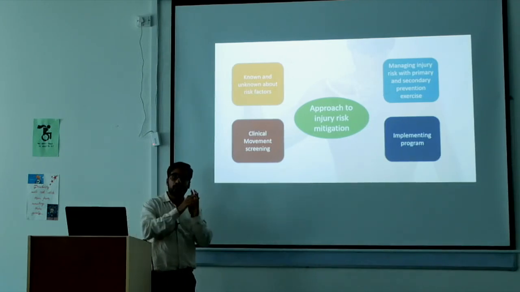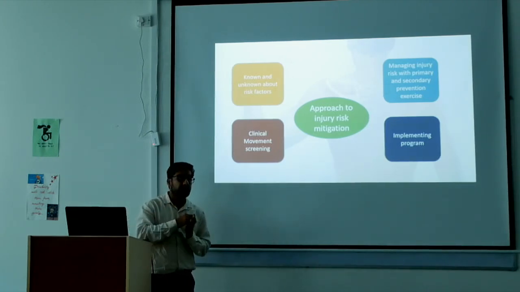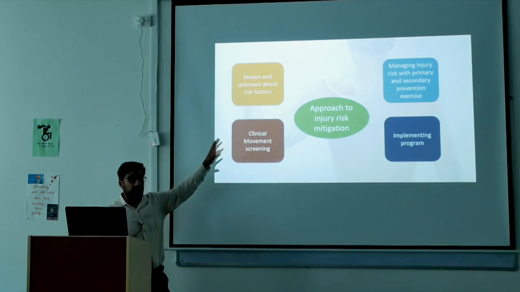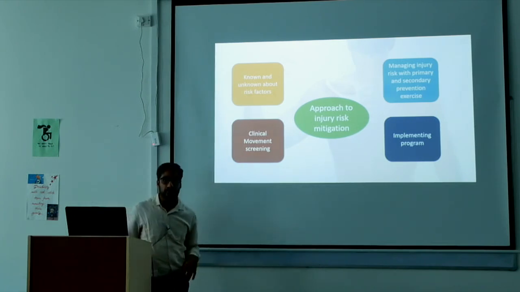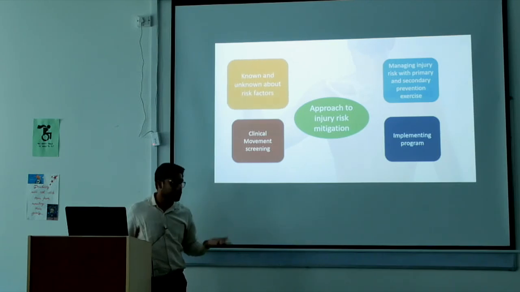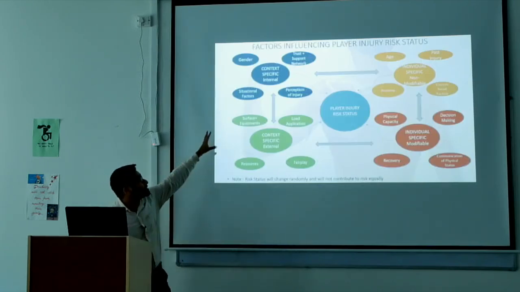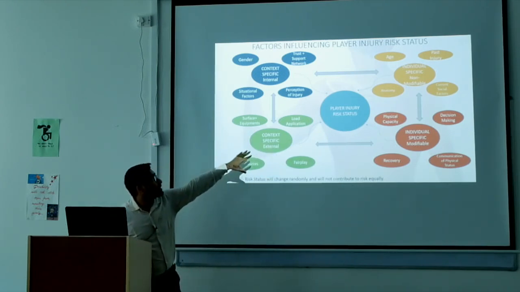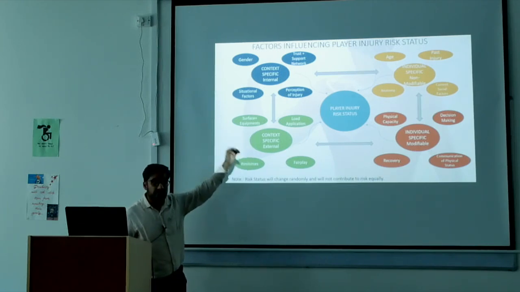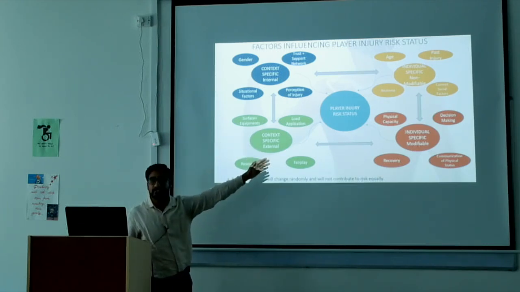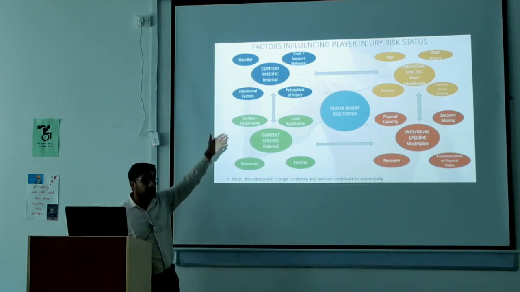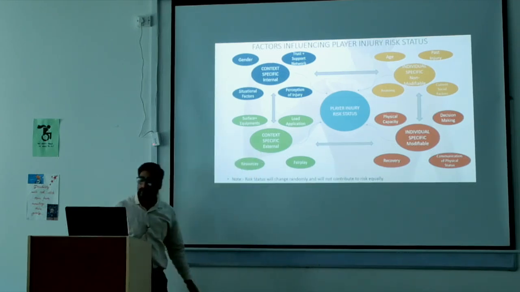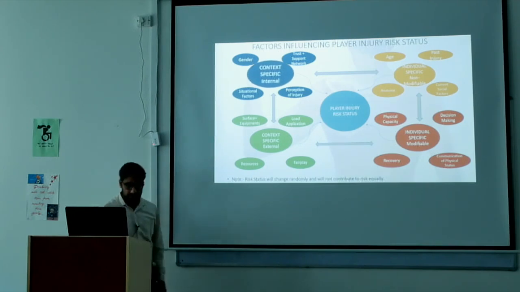So before going into the preventive process, we have to follow 4 steps. The first step is knowing the risk factors which are known or unknown for an athlete or the person. Now, knowing the player's injury status, it has been classified into 2 broad terms, one is context specific and one is individual specific. Now context specific can be internal or external, whereas the individual specific can be modifiable or non-modifiable factors. First is the internal factors.